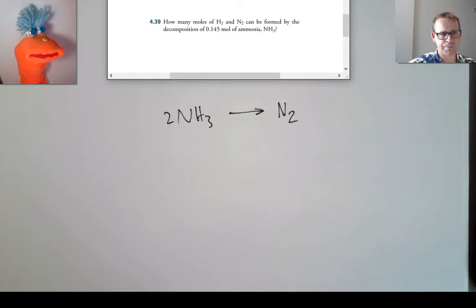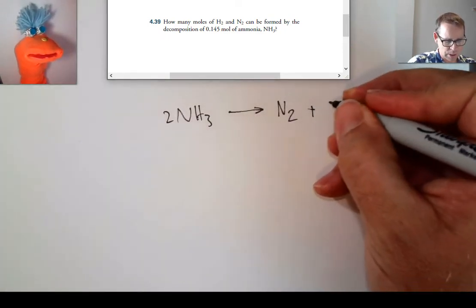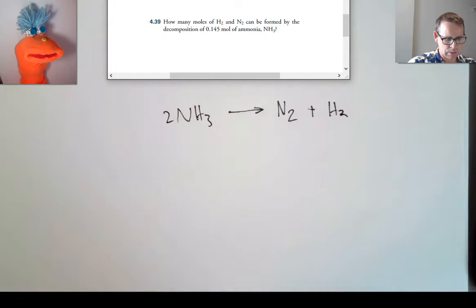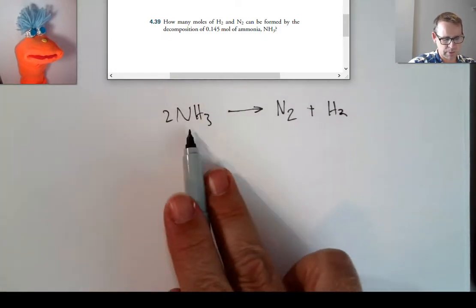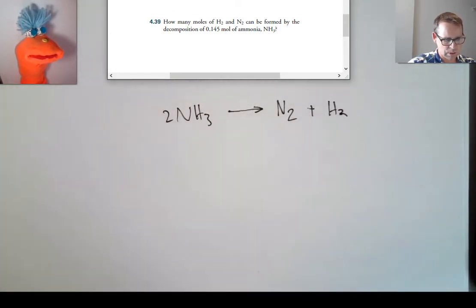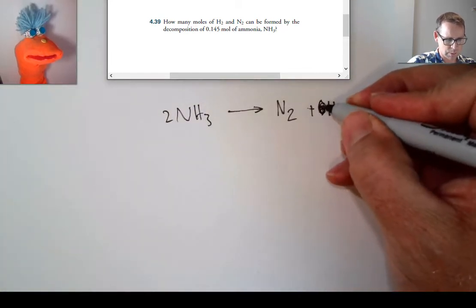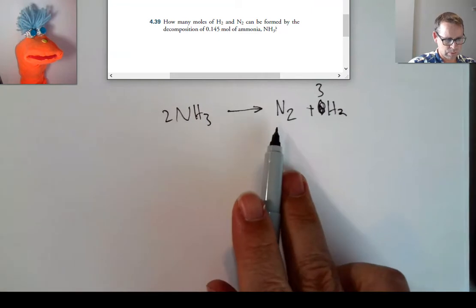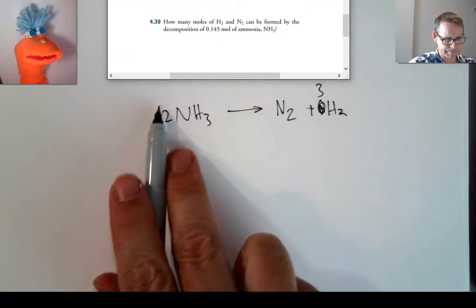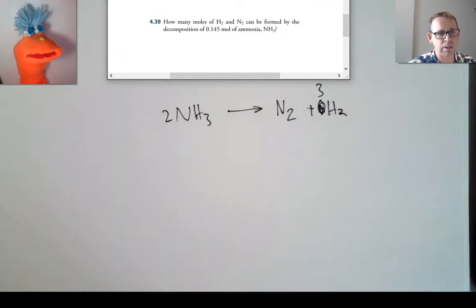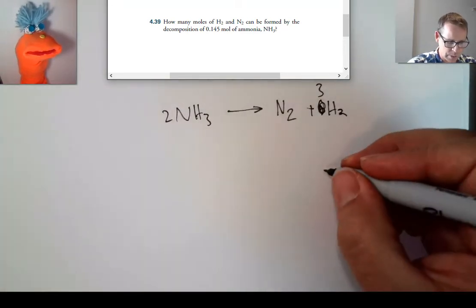Oh, okay, I guess. But it might be easier just to write an equation in which we show the decomposition of NH3 into N2 and H2, and then we can say we're going to get, no, not 6, but 3 H2s for every 1 N2, right? So there's our balanced equation. And then we can just say moles of hydrogen.